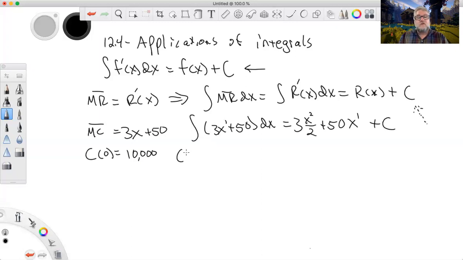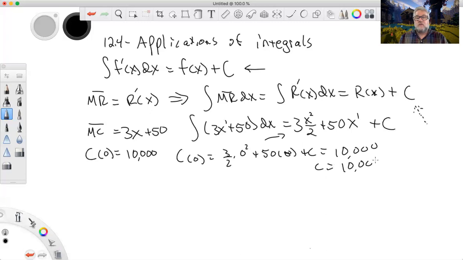So let's see. If I take my cost function over here and I plug in 0, so 3 halves times 0 squared plus 50 times 0, that's a 0, plus c, that should equal 10,000. In this case, we know c comes out to be 10,000. So my cost function is 3 halves x squared plus 50x plus 10,000.